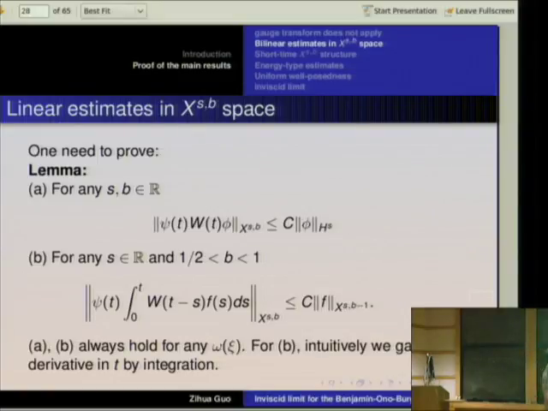I mean, the linear is always true, right? Yeah, but the W, let's see. So what was the W? W is the BO propagator. Okay. Good. I'm sorry to reveal my ignorance here, but I don't know what these Bourgain XSB spaces are. It's a Fourier multiplier. It's just a Fourier multiplier. Okay, simple. Sorry, okay.